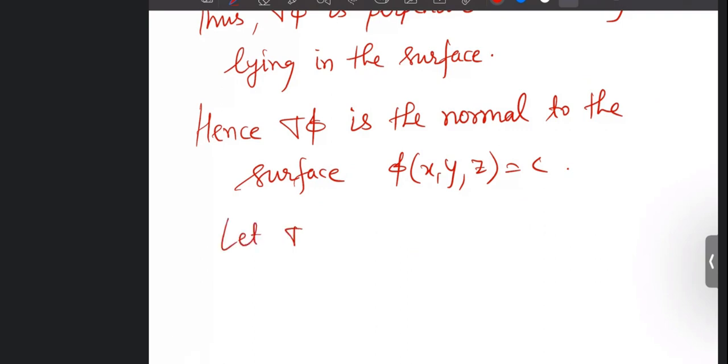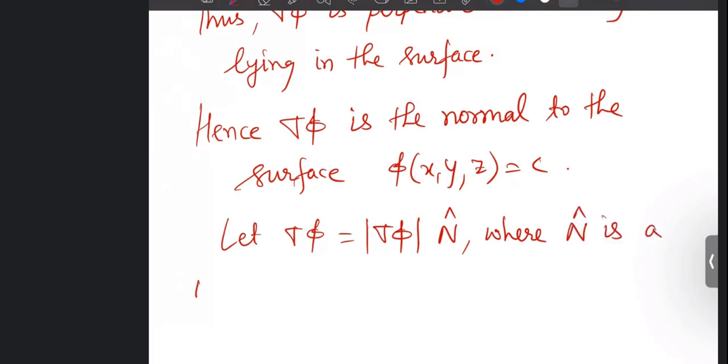Any vector is equal to the magnitude of that vector into the unit vector in the direction of that vector. So we consider del of phi is equal to the magnitude of del phi into n, the unit vector in the direction of del phi, where n is a unit vector normal to the surface.